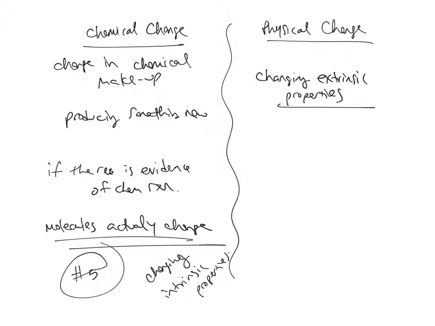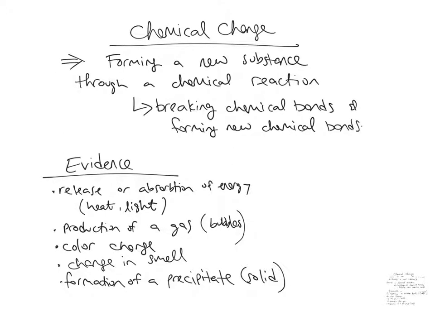When we first started this unit, we went through identifying chemical and physical changes, and this was just the list we brainstormed in class. Then moving forward, we defined chemical change, right? It's the forming of a new substance through a chemical reaction, and this has to happen via the breaking and forming of chemical bonds. We identified evidence we can see: release of energy, production of a new substance, a gas or a solid, a change in color, change in smell, and a few others.